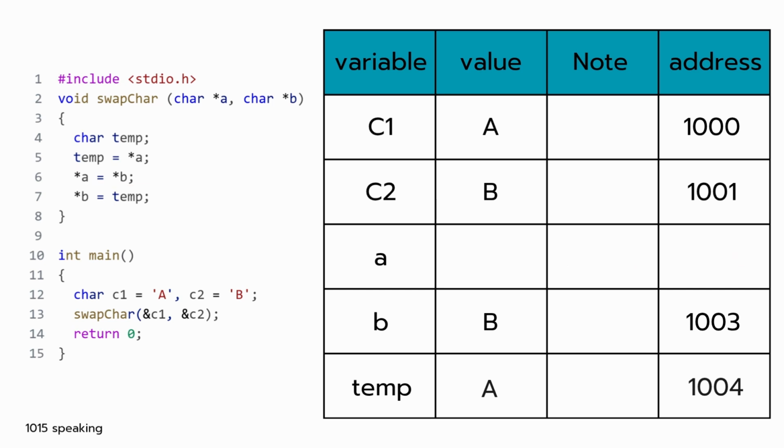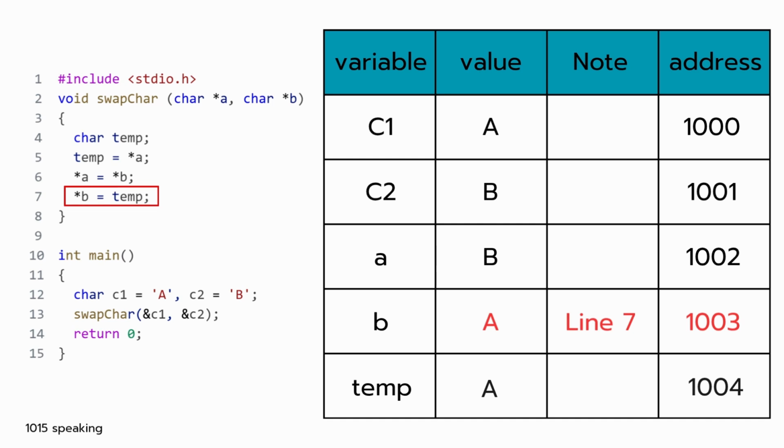Then at line 7, we finish the swap. Here, we take the value stored in temp, which is character A, and place it into the location that b points to, which is c2. So c2 becomes character A. Now the swap is complete. c1 holds character B and c2 holds character A.